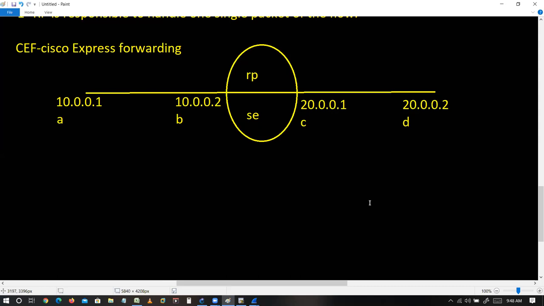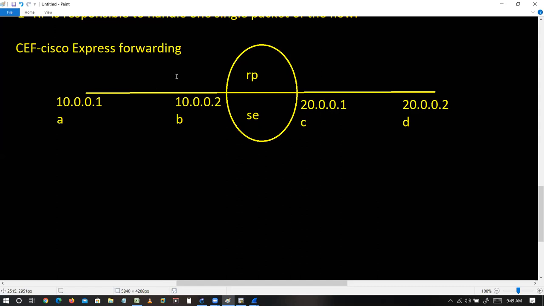Because they have a single option, they can use fast switching. They cannot hold back to process switching. So yes, we always use fast switching and CEF switching. For Cisco devices, we can use both: we can use CEF, we can use fast. On the open standard devices, we always use fast.